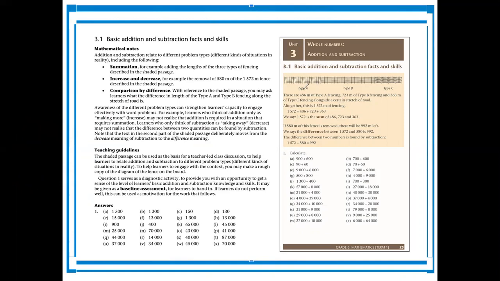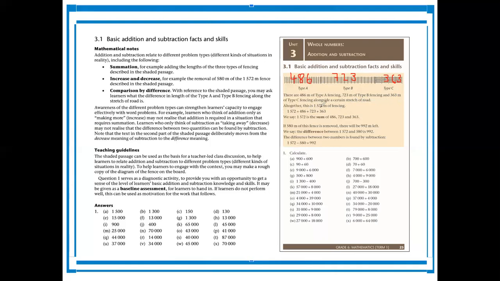Okay, so here are the questions. So there are 486 meters of type A. So this is 486. 723 meters of type B. And 363 meters of type C. Fencing alongside a certain stretch of road. Okay, so these are the three different types of fences, and they're all of different lengths.